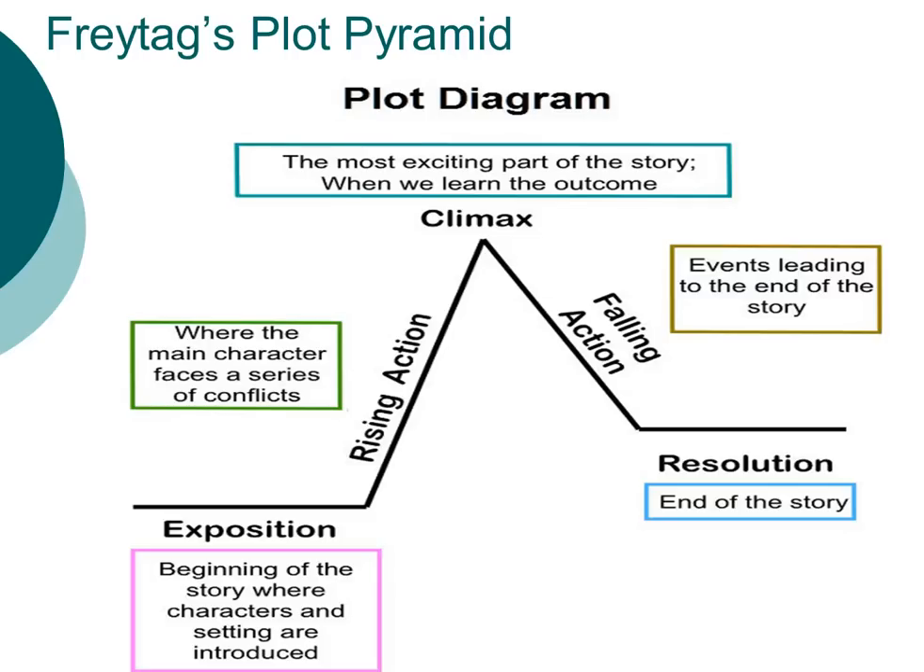When we look at stories and we analyze them, sometimes it's useful to look at models of patterns that are common across stories. And one very common pattern that I'm sure that you've learned about before is Freytag's pyramid. This is more commonly known as a plot diagram. And the plot diagram has 5 main pieces or components to it, and we'll look at each of these in turn.